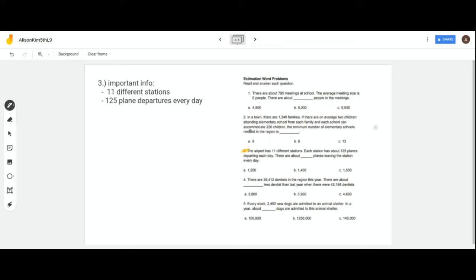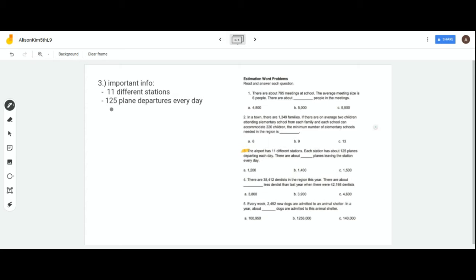Now let's go on to estimation word problems. We're going to do number 3 together. It says the airport has 11 different stations. Each station has about 125 planes departing each day. There are about blank planes leaving the station every day. So we need to find out how many planes leave every day.